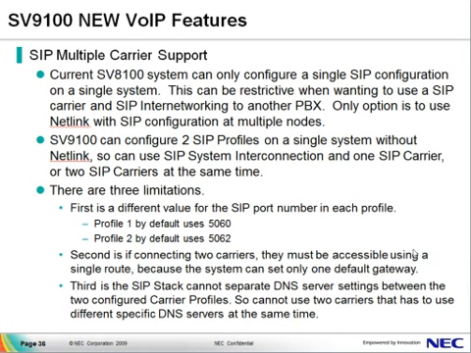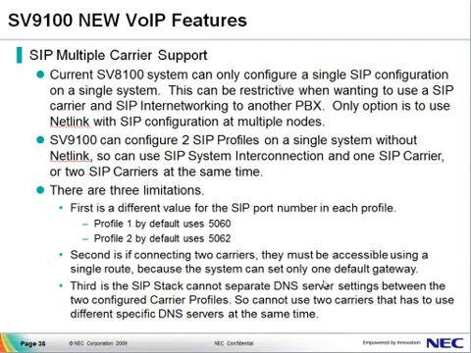The sv9100 can now configure two SIP profiles on a single system without Netlink, so you can use a SIP system interconnection and a single SIP carrier, or you could use two SIP carrier configurations at the same time. There are three limitations to be aware of with this feature.